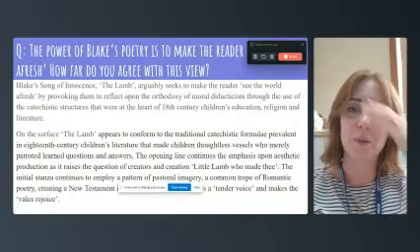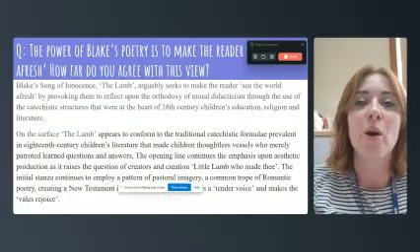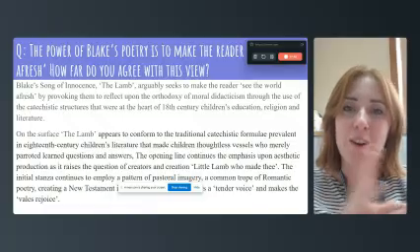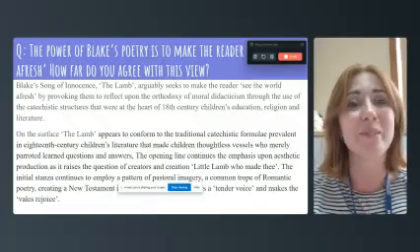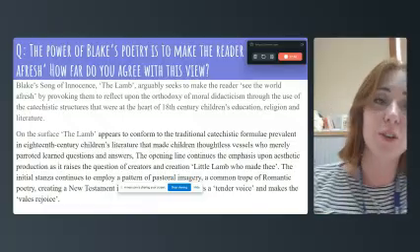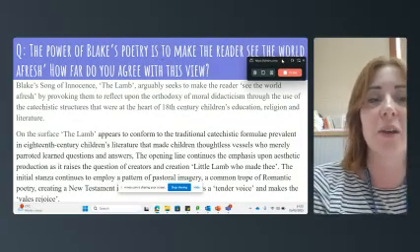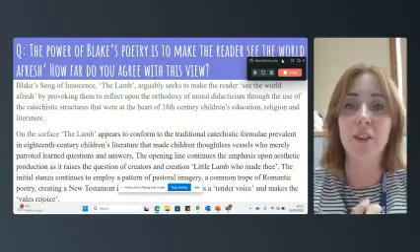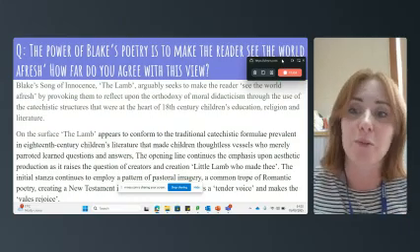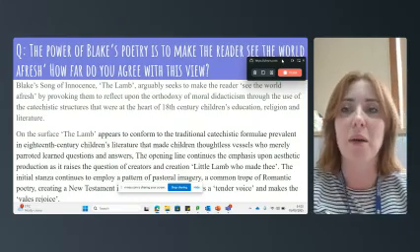So what I've done to help you is, because obviously with all these poems, we're only going to be able to write a paragraph about them, and you'll have to do it 3 times about 3 different ones. So I've given you a question up here. The power of Blake's poetry is to make the reader see the world afresh. How far do you agree with this view? So this is how I would write about it if this was my paragraph.